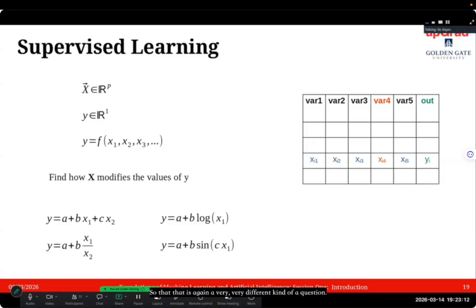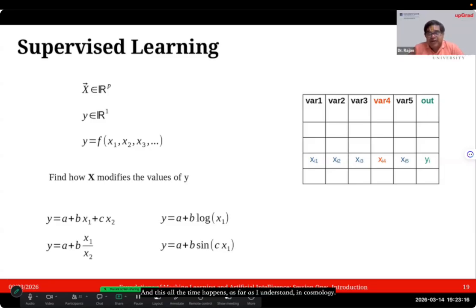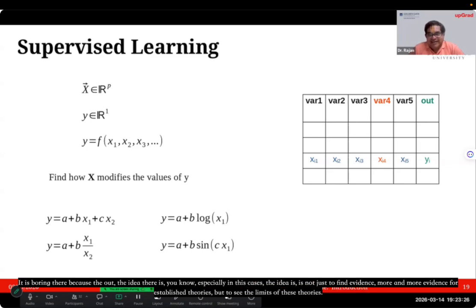So that's a very different kind of a question, and this happens all the time, as far as I understand, in cosmology. You want to find anomalies, and if you find the same things everywhere, it's boring, because the idea, especially in these cases, is not just to find more and more evidence for established theories, but to see the limits of these theories.